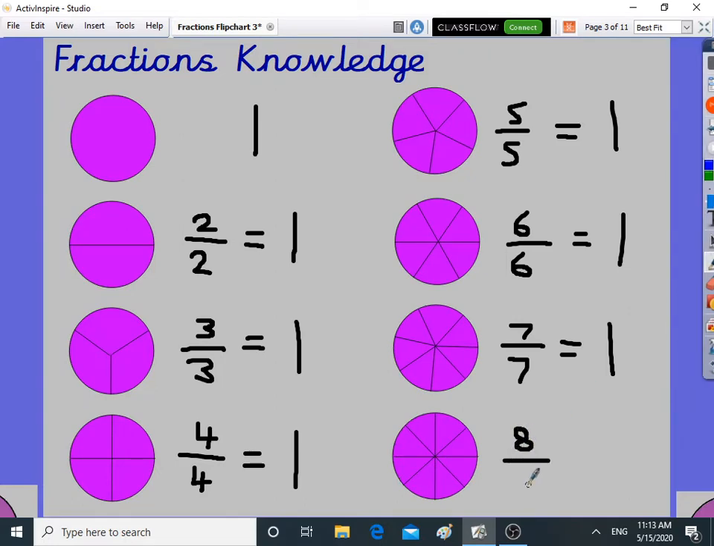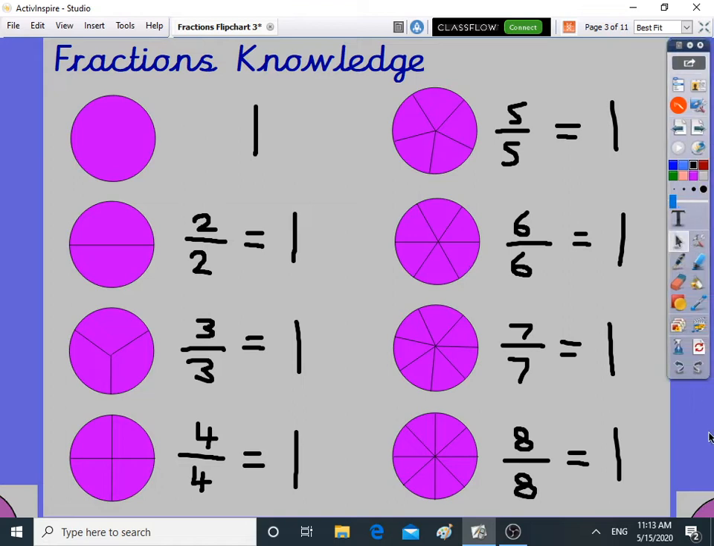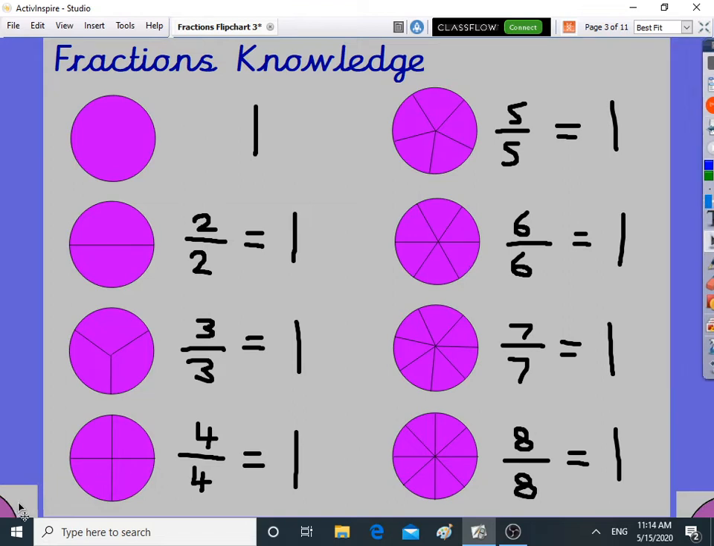So what I'm trying to tell you is, whatever number of bits you chop your circle up into, you need to have all those bits if you want to have the whole one. So all of these pictures are worth one whole. Not everything, of course, in fractions is worth one whole. I'm going to drag a picture up now of something that's not.